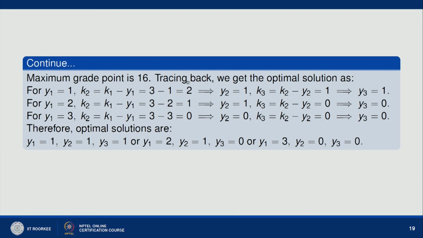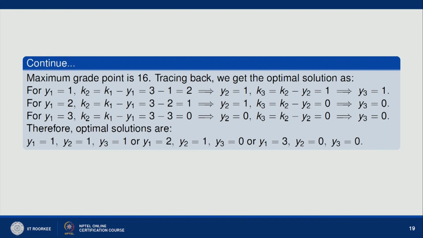Tracking back, we get the optimal solution as follows: for y1 equal to 1, we get y2 equal to 1 and y3 equal to 1. If y1 equal to 2, then we get y2 equal to 1 and y3 equal to 0, and for y1 equal to 3, y2 equal to 0 and y3 equal to 0. So, these are the 3 optimal solutions for which the maximum grade point is 16 units.